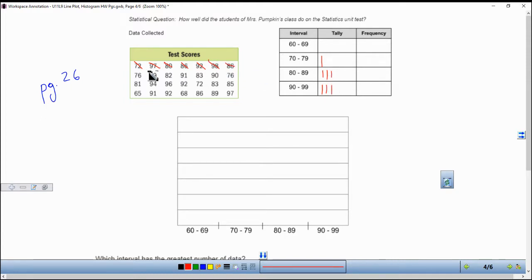I'm going to kind of do these a little quick, but again, I'm crossing them out as I go just to make sure I've counted all the numbers, to make sure I didn't leave one out, because each data point is valuable in summarizing the data that was collected by Mrs. Pumpkin's class.